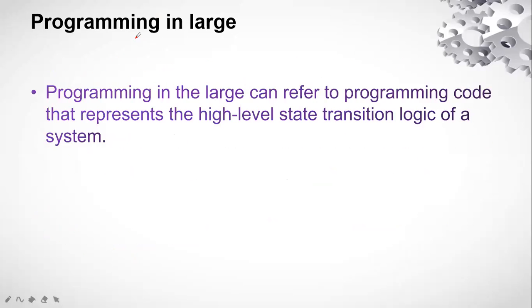Now the last one is programming in large. This is the fourth feature. What is this? Programming in large can refer to the programming code that represents the high level state transition logic of a system. There are two things: one is programming in small and the other is programming in large. When we say programming in large, it means there are multiple programmers working on the same project, on different programs, in different programming languages, and they are generating the code. So certain problems arise, and those problems are to be taken care of in programming in large, right?